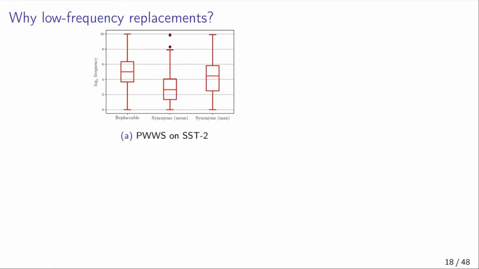So here we can see a comparison of those using box plots. On the y-axis, we have the log frequency of the words again, and then you can see the distribution of frequencies for all of these three configurations. So we have the distribution of replaceable words, then that of the mean of each word's synonyms, and then the maximum of each word's synonyms. And we can see that even if we were to replace each word with its most frequent synonym, we would likely end up with replacements that do not preserve the frequency of the replaced words. And if we take the mean, then this is even lower.